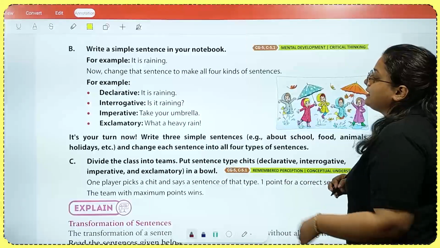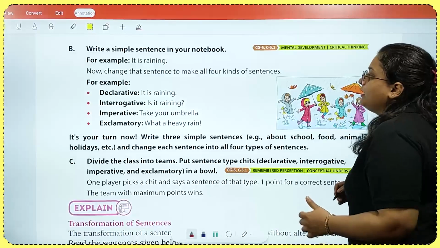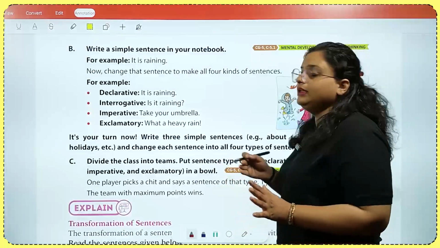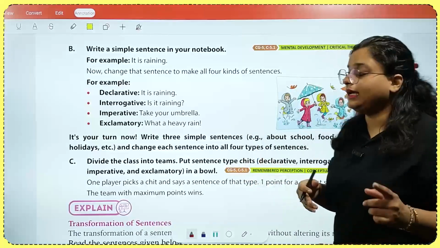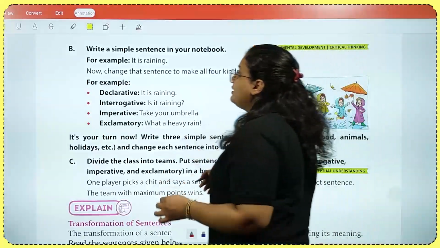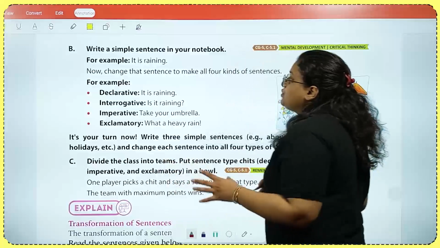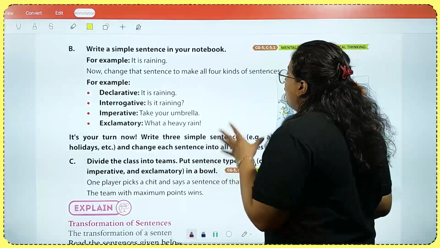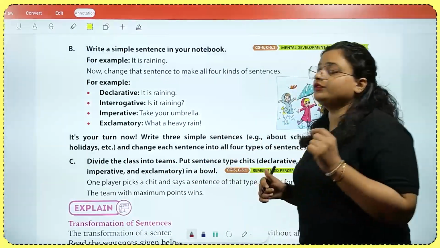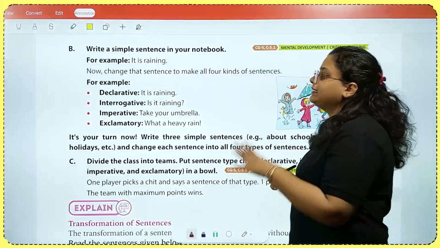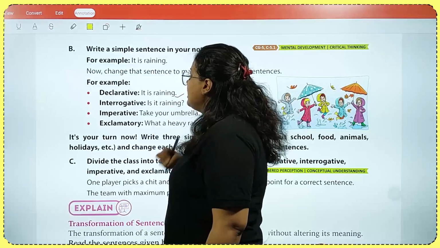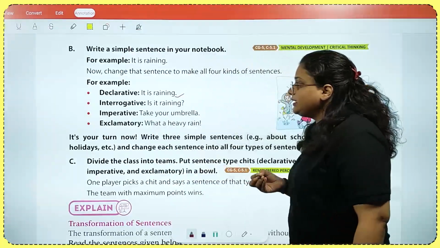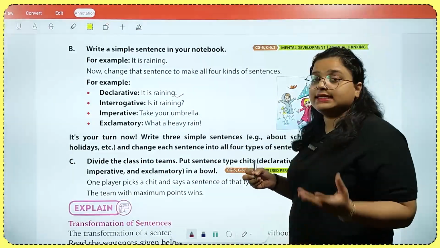Write a simple sentence in your notebook. Okay. So you have to write a simple sentence. There is an example here. We'll discuss this example and then you'll have to write. For example, it is raining. Now change the sentence to make all four sentences. Now first you'll write a sentence like it is raining. Okay. Then you have to make a declarative sentence, that is, it is raining. Interrogative sentence, is it raining?